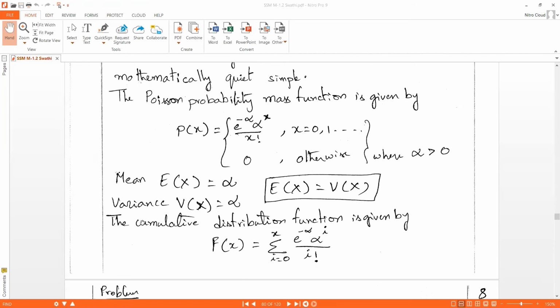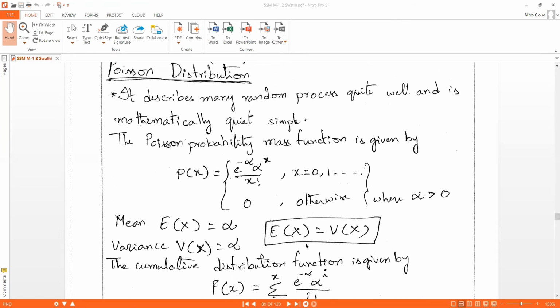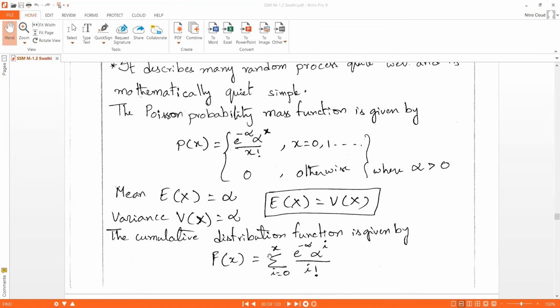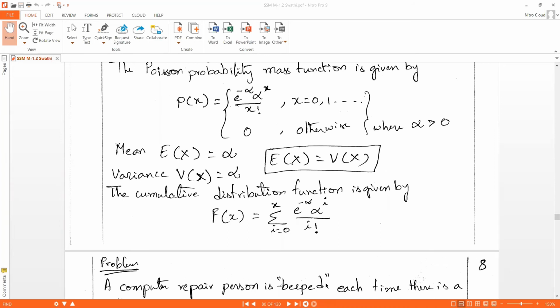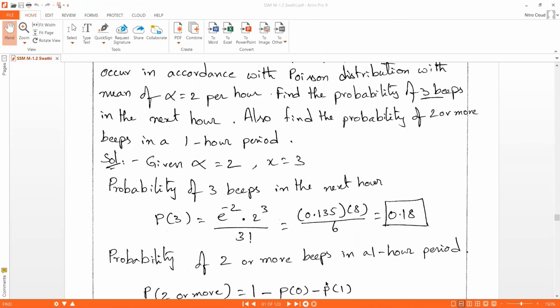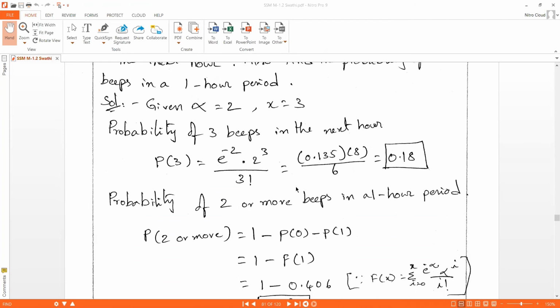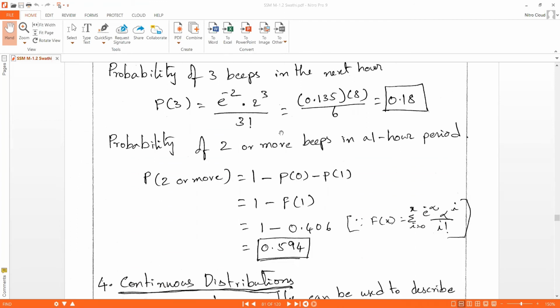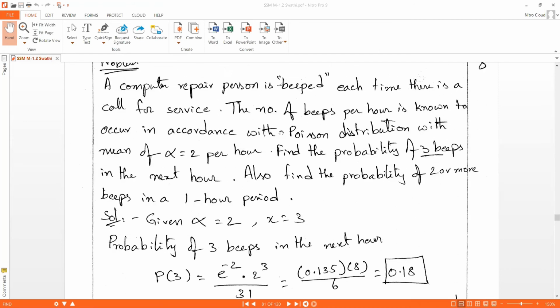And the cumulative distribution function, CDF, for this Poisson distribution is F of x equal to the sum from i equal to 0 to x of e power minus alpha into alpha power i divided by i factorial. And here we have a small problem related to Poisson distribution. We'll just see this.